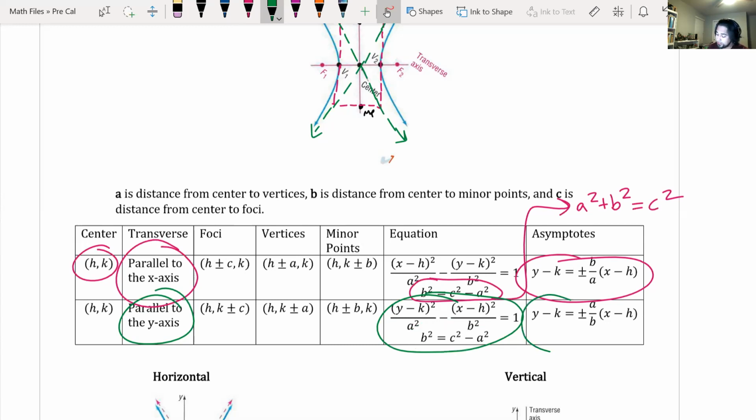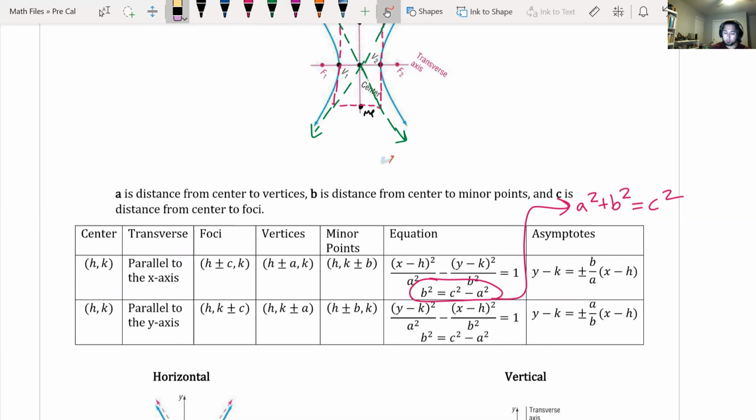And then for your asymptotes, there was one notable difference. So if you're parallel to the x-axis, it's b over a. If you're parallel to the y-axis, it's going to be a over b. And once again, to make these formulas really simple, if you know a, b, and c and what axis you're parallel to, everything will fall into place. Now, let me erase all these colors, except for that piece.